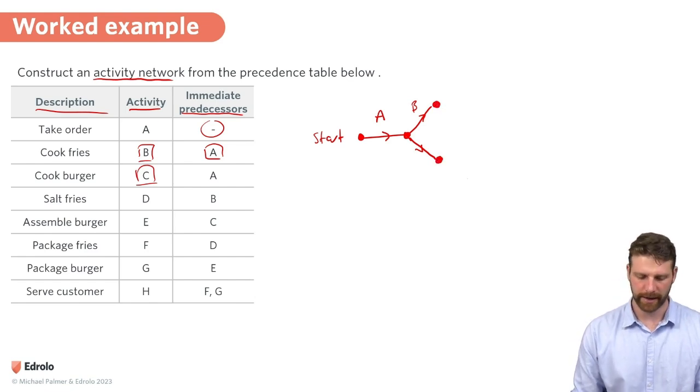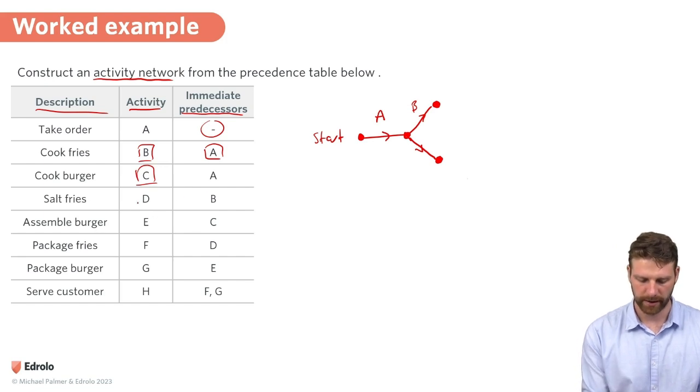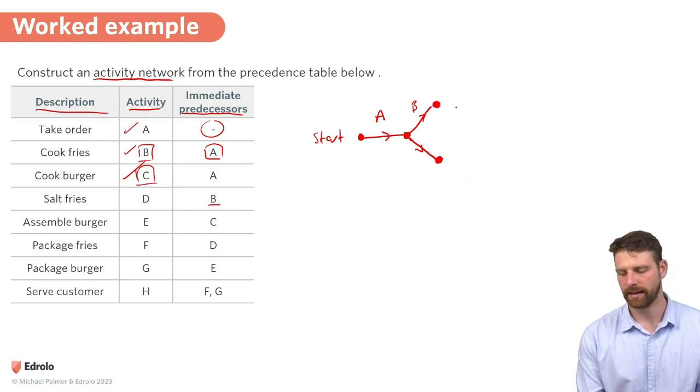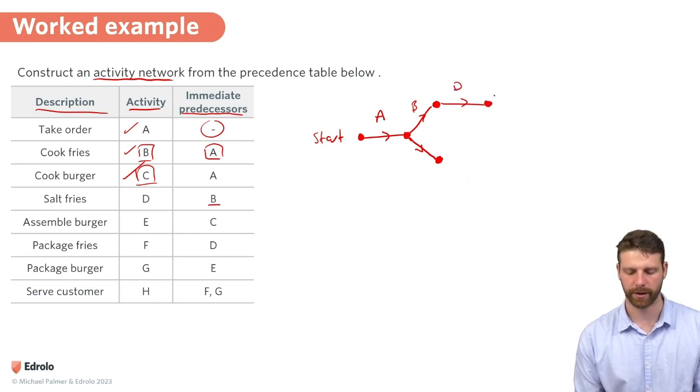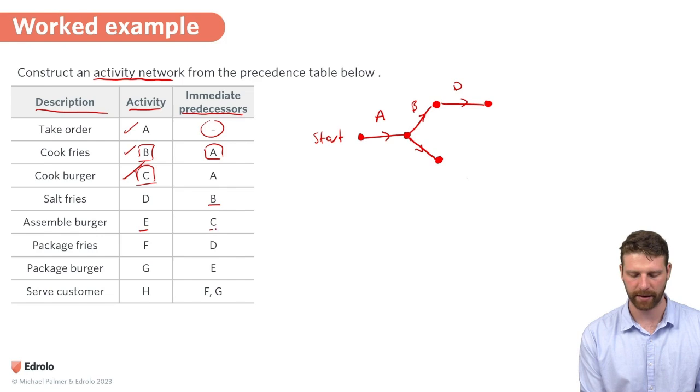Okay, so now looking at the diagram, I've drawn these three in. Now I need to draw D, and its immediate predecessor is B. So D needs to happen after B. Close it off with a vertex. And I can see that E needs to happen after C.